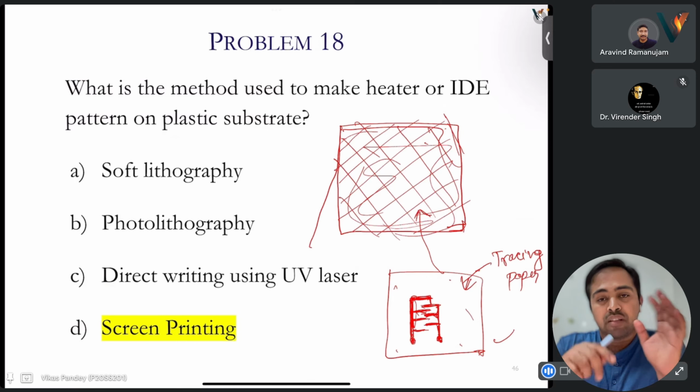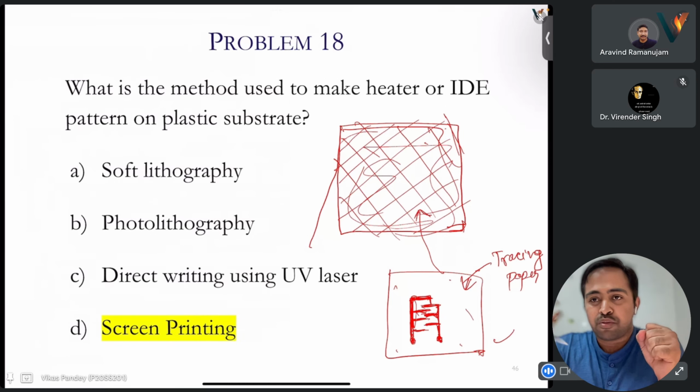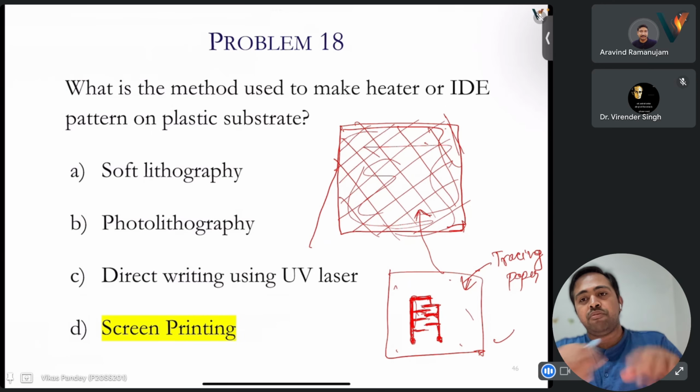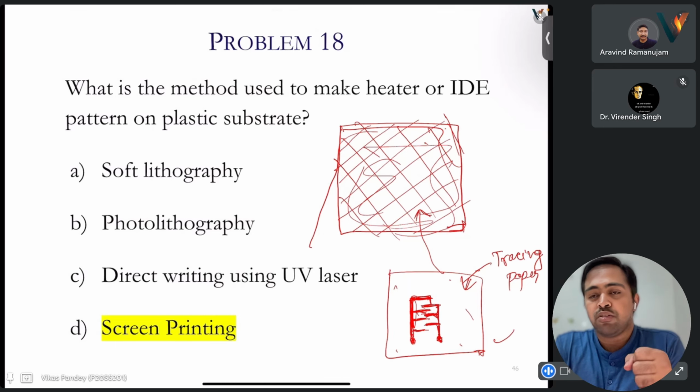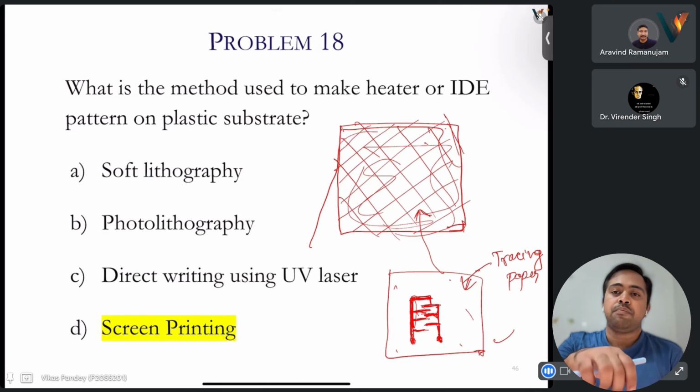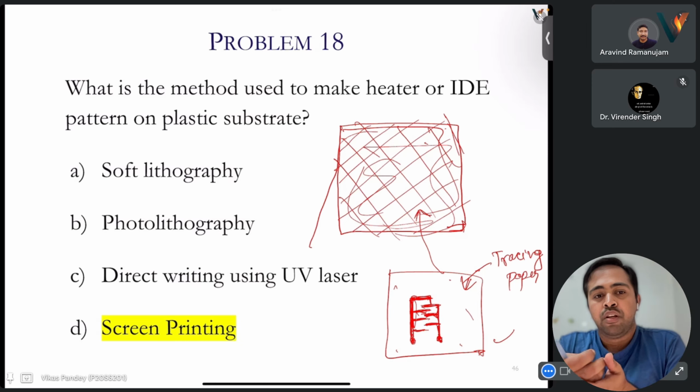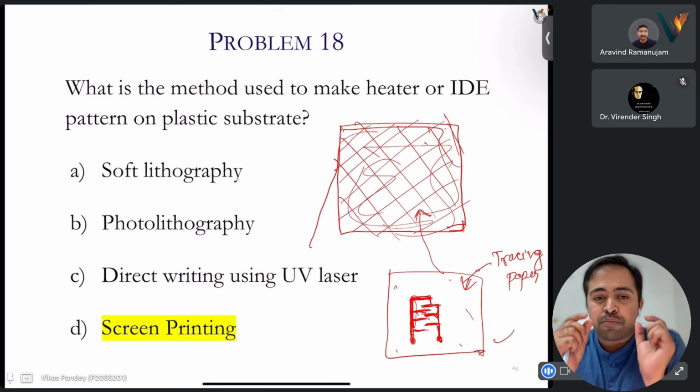So the same technique is used to make these electrodes also. It is much easier, and you don't have to do so many processes. You make one sieve with this pattern, and you can make as many electrodes as you require. You just put the gold ink, squeeze it, let it dry, it is done. So that is screen printing. It is easier, cost effective. You don't have to go through so many processes. But yes, you cannot go for very small dimensions.